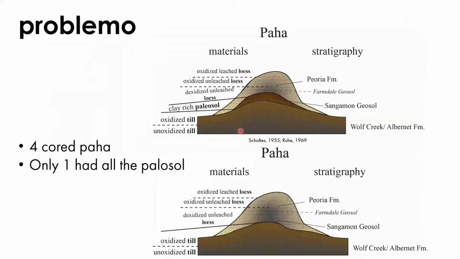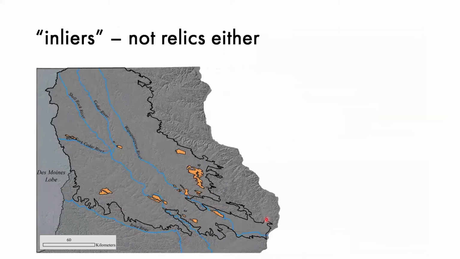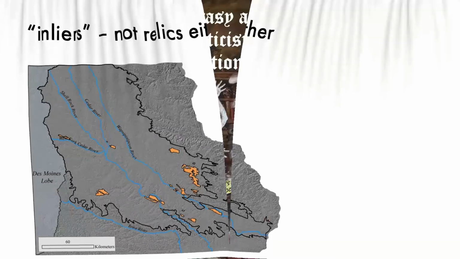And another problem is, some of these paha don't have a well-preserved Sangamon geosol. It's missing in some places. So what that means is there was a period when there was erosion on the entire surface, not just the areas that Ruy said. So it just disproves his fluvial interpretation. And these big inliers that McGee called congeries, well, they're not relics either. They don't reflect an old landscape, and they don't often have paleosols either.